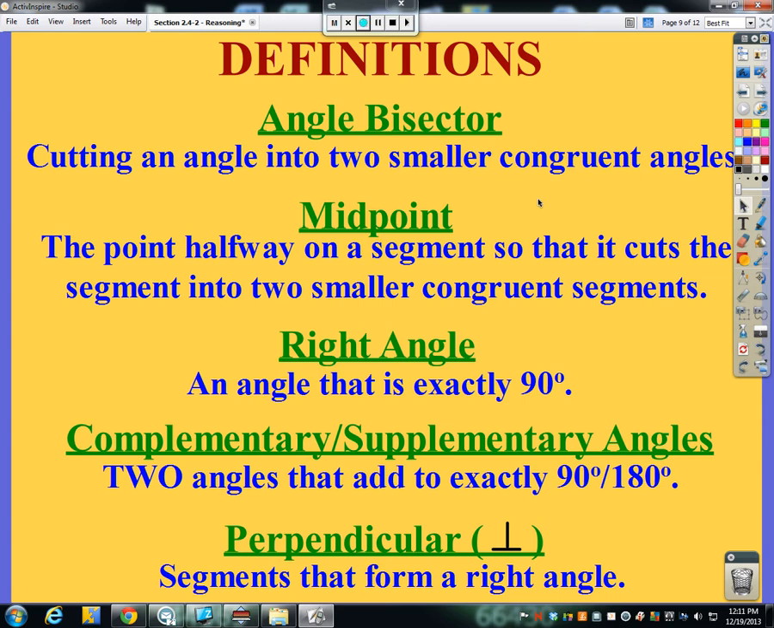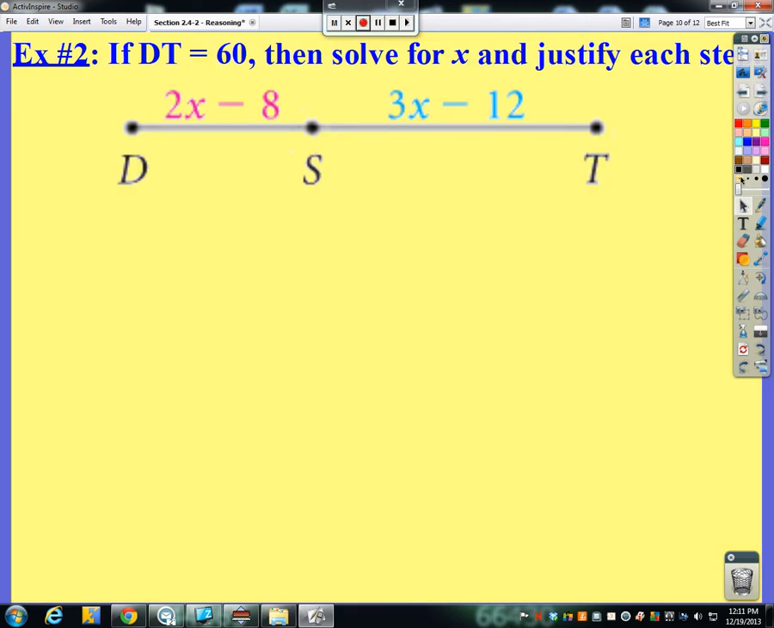Complementary, supplementary, we've talked about those before. And perpendicular, keep in mind our little symbol here, the upside down capital T, just means that we have segments that form a right angle. And a right angle means we have 90 degrees. So we will use these throughout the chapter. Just hold tight now.